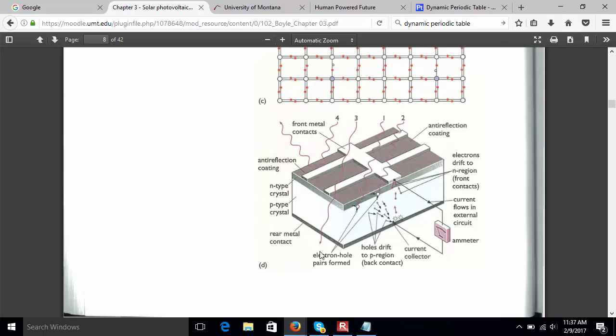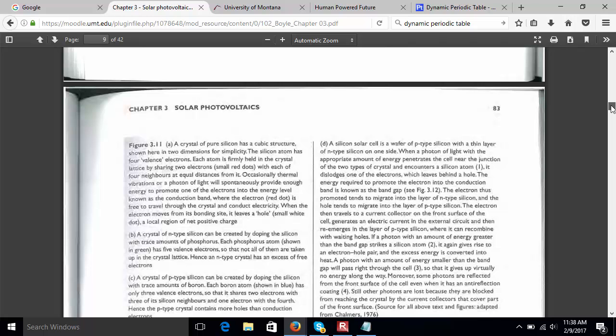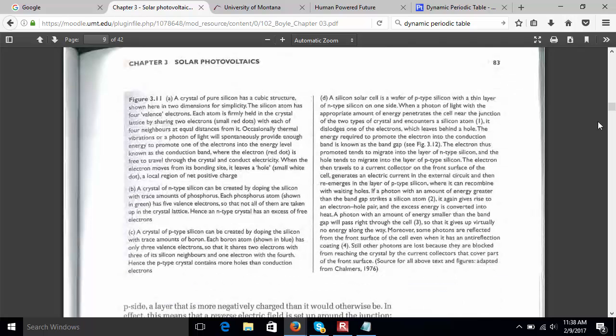Whoops. Well, can't win them all. And then you can see in the case of photon 1, let's just look at the distinction between photon 1 and 2. Okay, so in 1, it dislodges one of the electrons, which leaves behind a hole. The energy required to promote the electron into the conduction band is known as the band gap, and we'll talk about that here in a second.